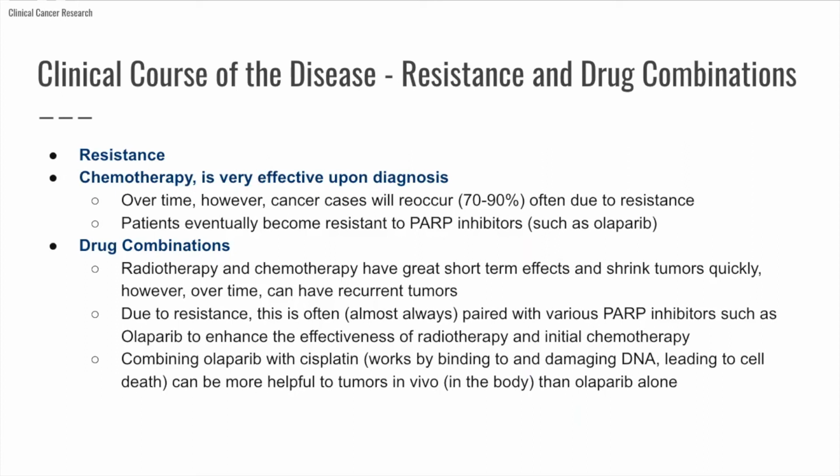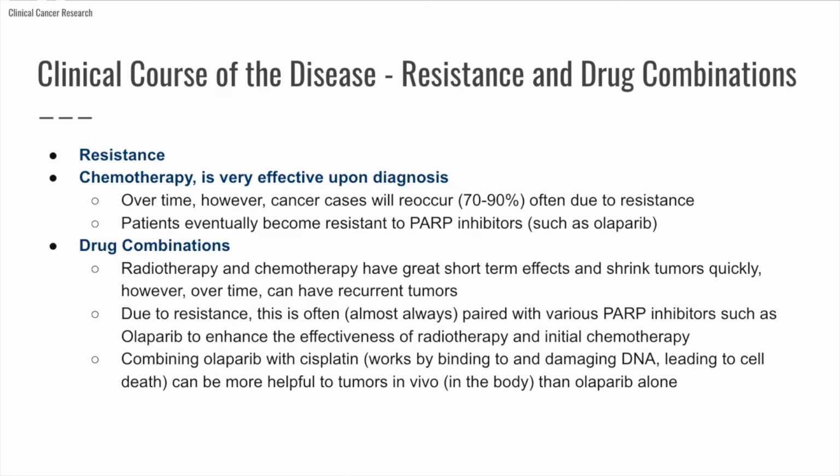So in regards to resistance and drug combinations, chemotherapy is the most effective upon diagnosis. However, over time, cancer cases will reoccur 70 to 90% of the time, often due to resistance. Patients eventually become resistant to PARP inhibitors.